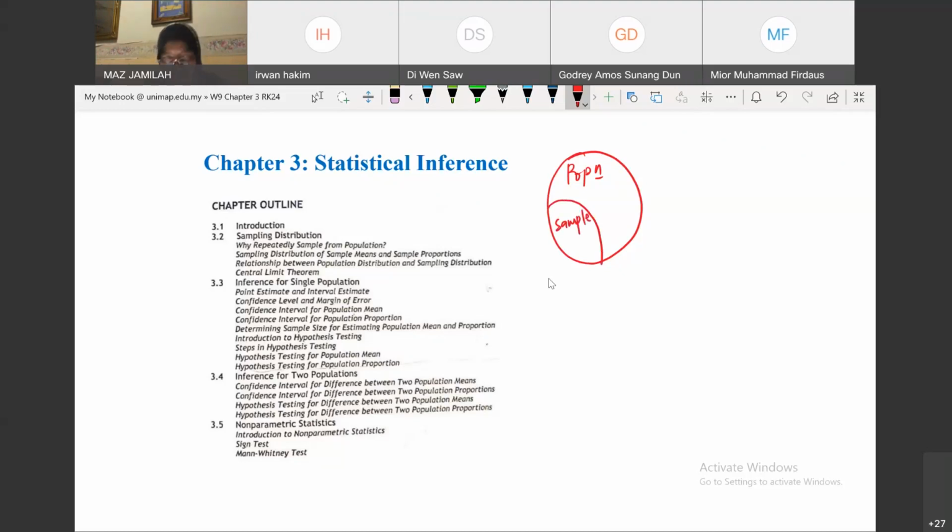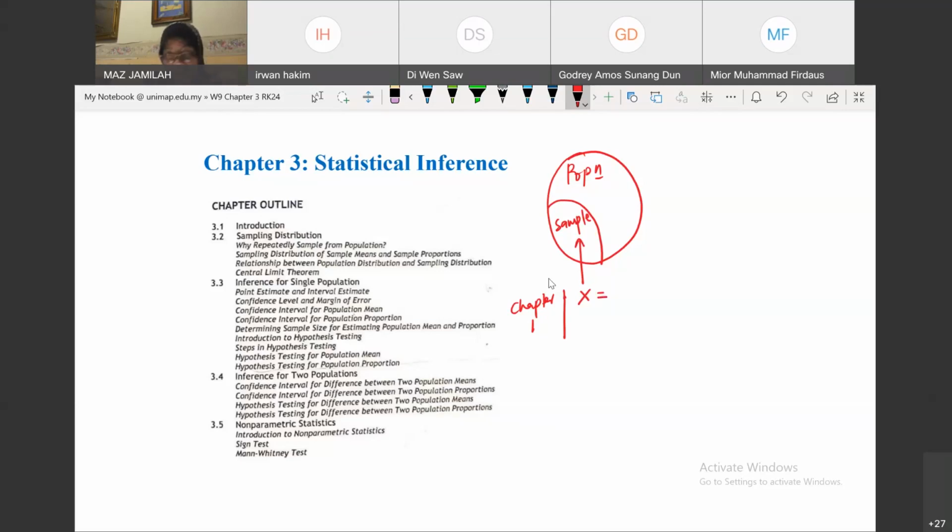So we collect our data from our sample, where we choose our sample using a random method, a random procedure. There are quite a few methods of random sampling, but I'm not going to talk about that because it is not covered in your syllabus. So we are going to measure the things that we need from our sample. In chapter 1, we collect our sample and we measure them.